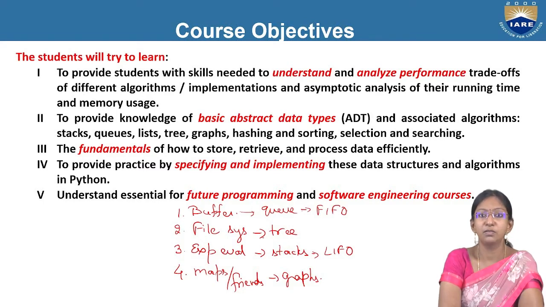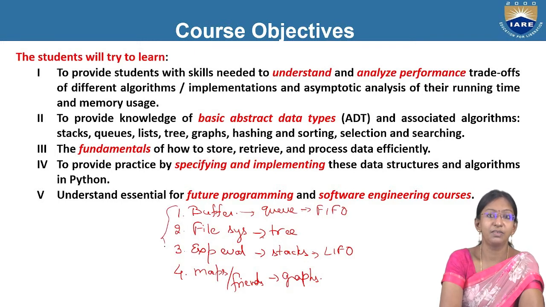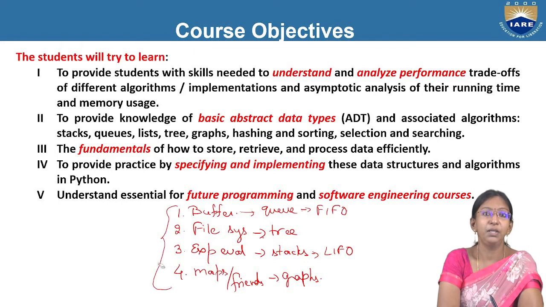And coming to the fundamentals, what are those fundamental operations? Searching for data, inserting data, deleting data, right? If you want to do any manipulations, that is updations or deletions, everything comes under the fundamental operations on these data structures. Next is to provide practice by specifying and implementing these data structures and algorithms in Python. Whatever real-time applications we have discussed just now can be implemented practically using Python.